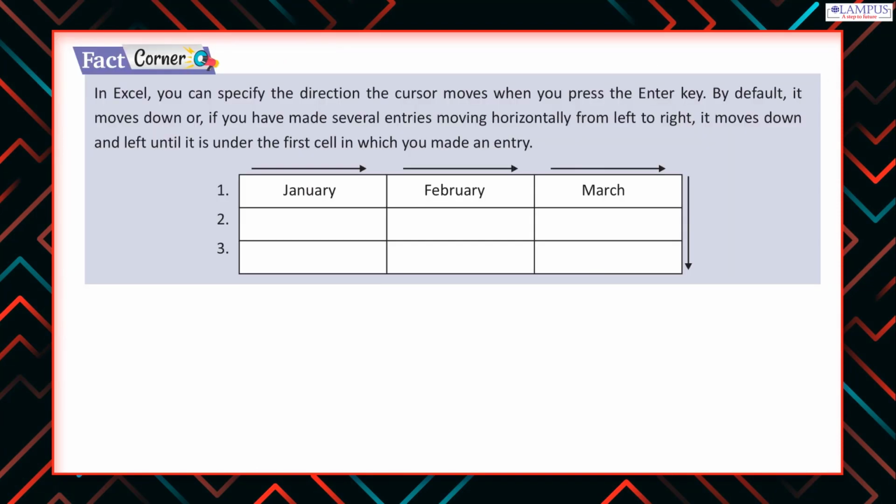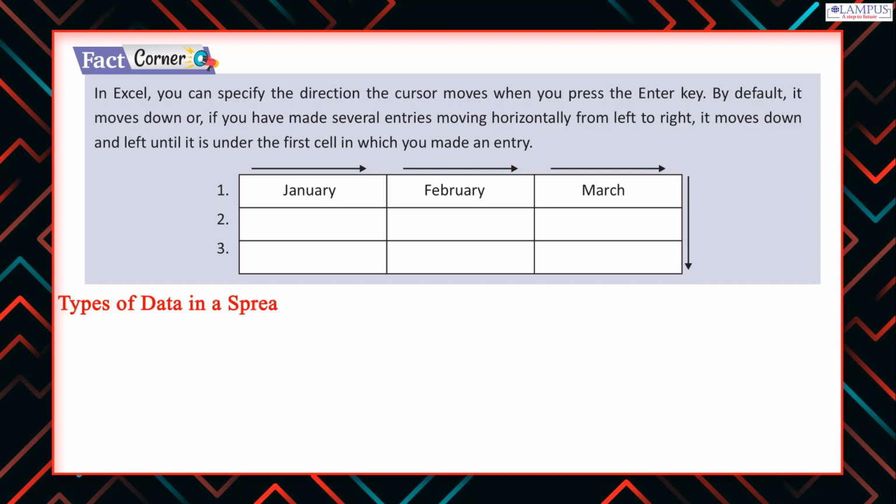Fact Corner. In Excel, you can specify the direction the cursor moves when you press the Enter key. By default, it moves down, or, if you have made several entries moving horizontally from left to right, it moves down and left until it is under the first cell in which you made an entry.